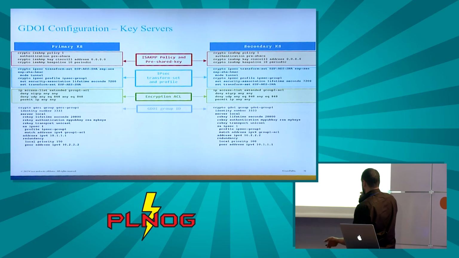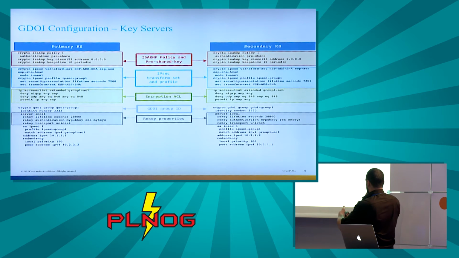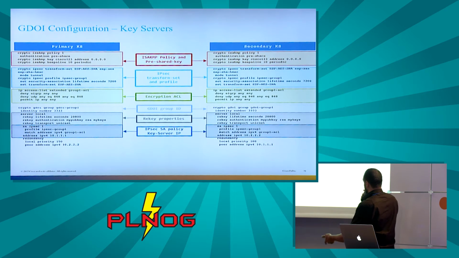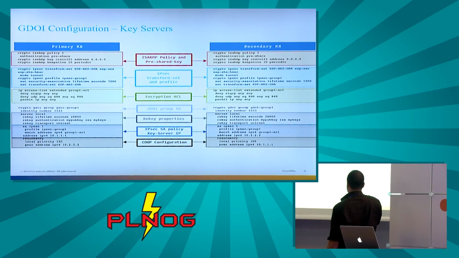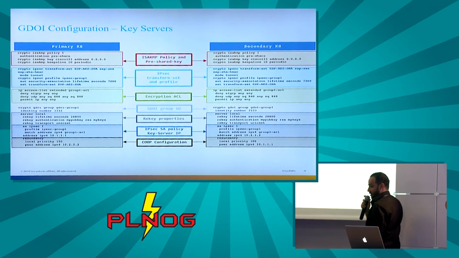Here you have the GDOI config where you specify the identity number and you define that this is a server. You define the rekey properties, the lifetime, unicast or multicast. Then here you tie the IPsec policy to the server and the IP address. And here you have the redundancy with the priority defining which one will be the primary key server.